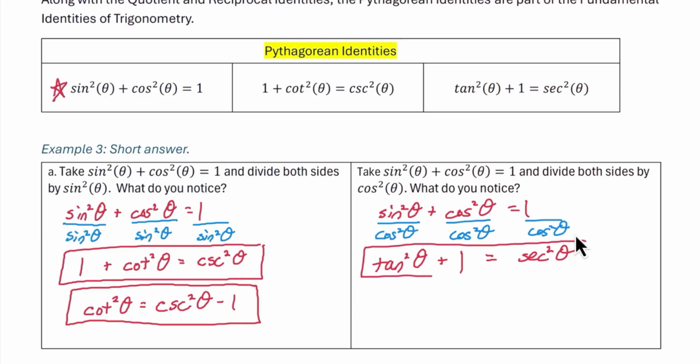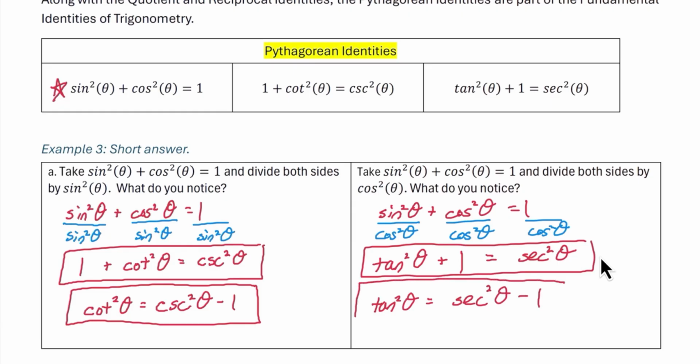And look at what results. It's the third Pythagorean identity. That's convenient. We don't have to memorize all 3 if we know the first one and know how to manipulate them to get the other 2. We can also, if we wanted to, solve this identity for tangent squared. So we'll subtract 1 on both sides to get secant squared theta minus 1. And sometimes that's helpful when we're looking for just tangent squared theta.